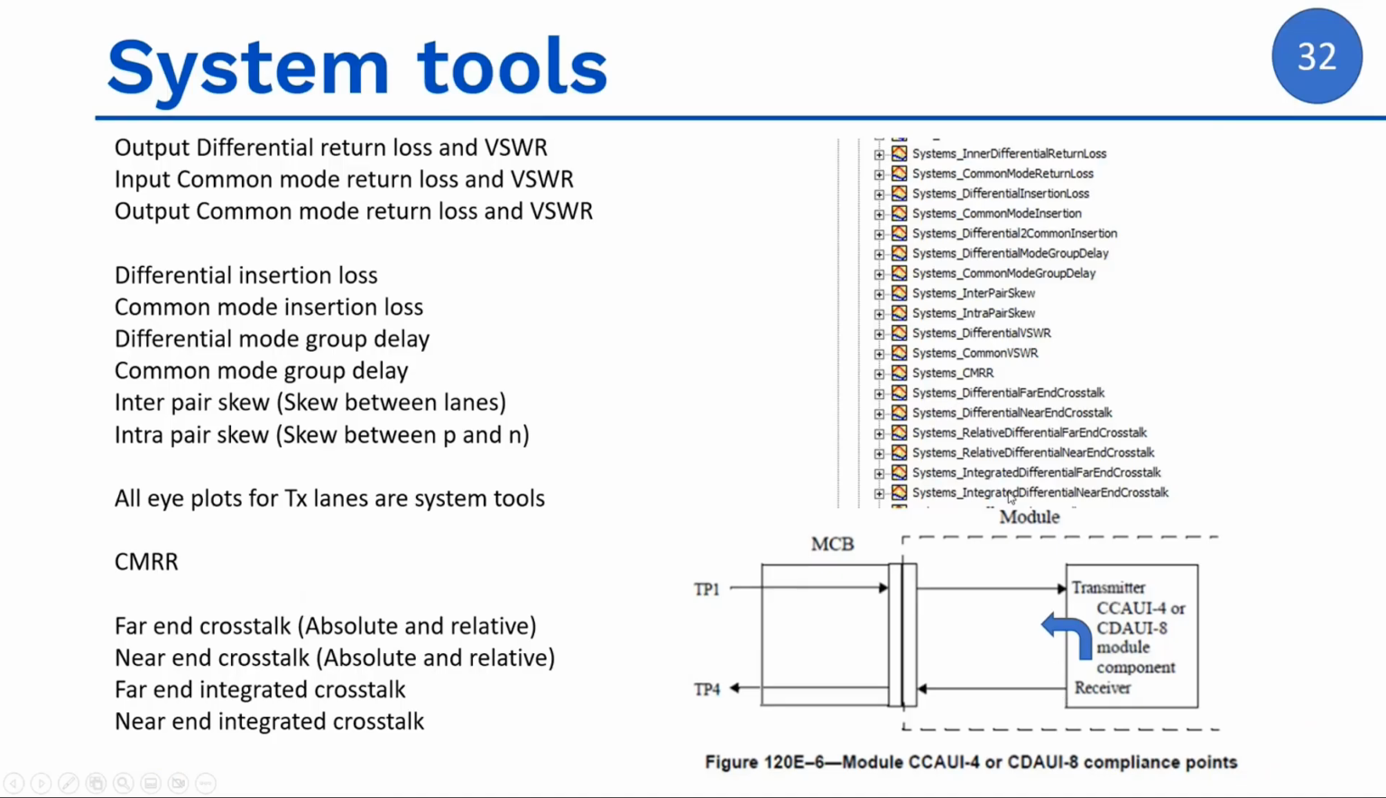So I'm going to talk about system tools. What are these system tools? Why are we adding additional stuff? When you have your transceiver and you are in the process of measuring it, you have no access to what's inside the transceivers. You only have access to what's outside. These ports, we know nothing about them, but during design, we have access to them.